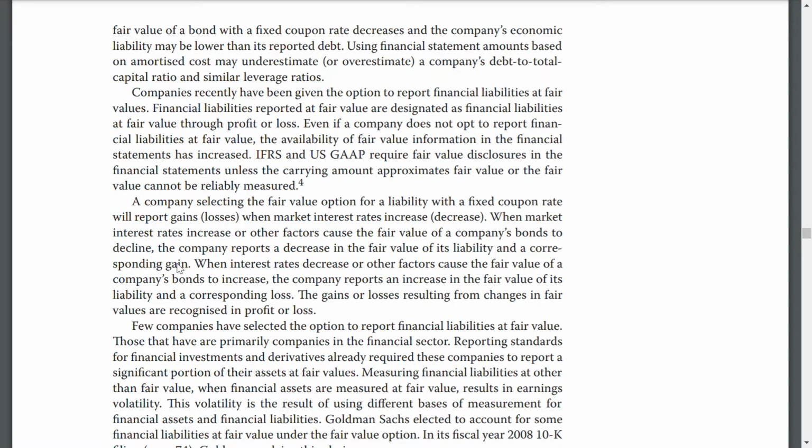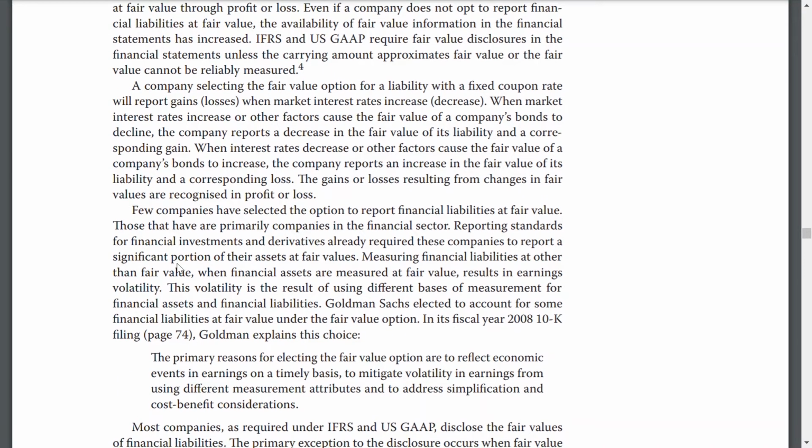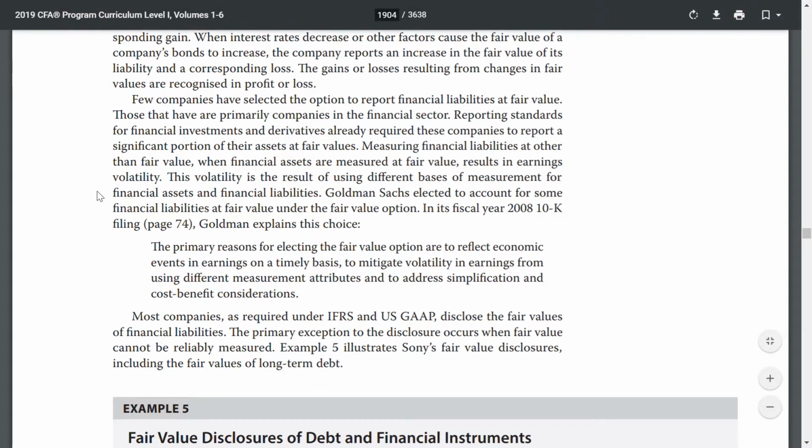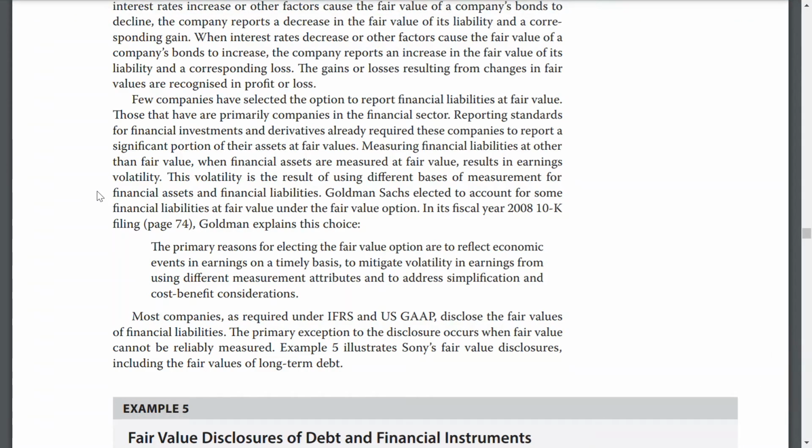A company selecting the fair value option for a liability with a fixed coupon rate will report gains or losses when the market interest rate increases or decreases. When market interest rates increase or other factors cause the fair value of a company's bonds to decline, the company reports a decrease in the fair value of its liability and a corresponding gain. When interest rates decrease or other factors cause the fair value of a company's bonds to increase, the company reports an increase in the fair value of its liabilities and a corresponding loss. The gains or losses resulting from changes in fair values are recognized in profit or loss.